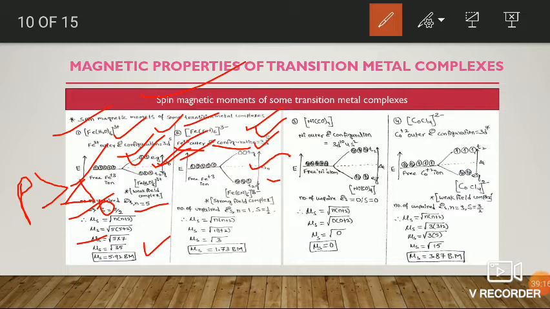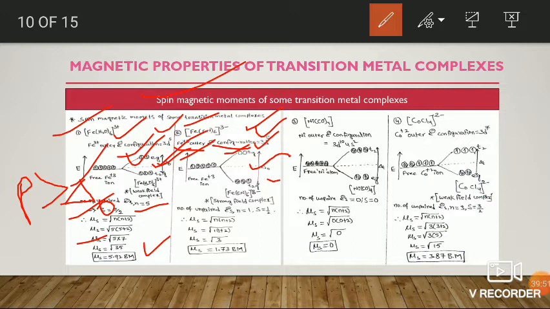Due to this high energy gap, if you observe the filling of electrons, the first 3 electrons enter into the 3 T2G orbitals. The 4th electron has 2 chances. It may enter into a T2G orbital by pairing, or it may enter into the EG set. But if it enters into the T2G set, it must spend some pairing energy. So in order to overcome this pairing energy, it may enter into the higher energy EG set.